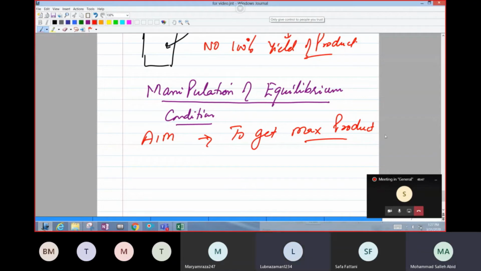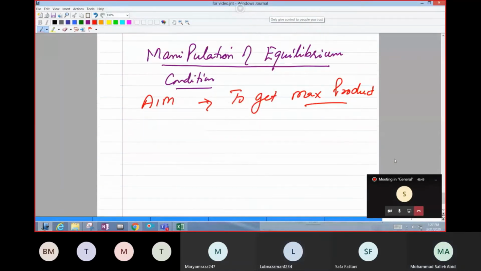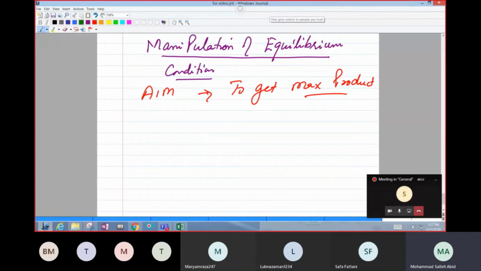Is this thing clear? Yes. This is explained on the basis of Le Chatelier's principle.